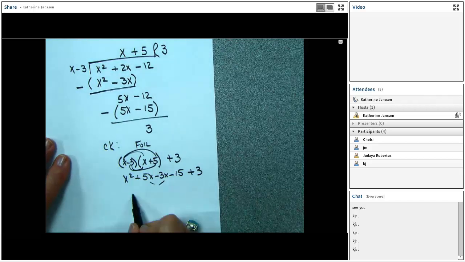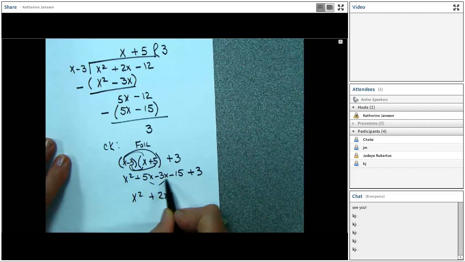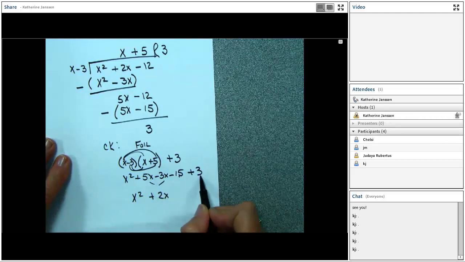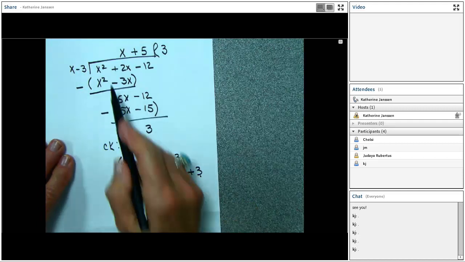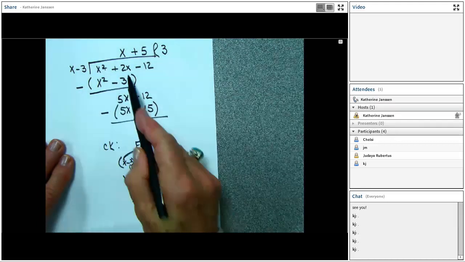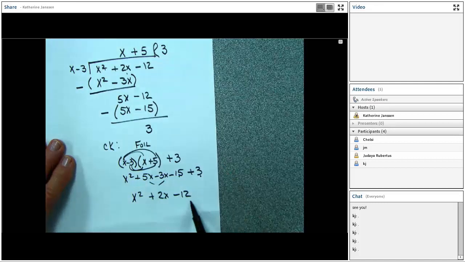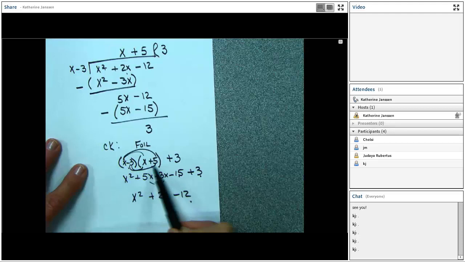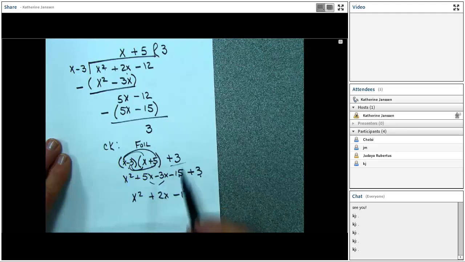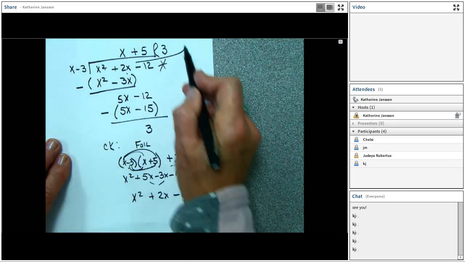Collect like terms if you can. X squared plus 2x. A negative 15 plus 3 would be a negative 12. X squared plus 2x minus 12. My divisor times the quotient plus any remainder is equal to the dividend. So you can circle your answer.